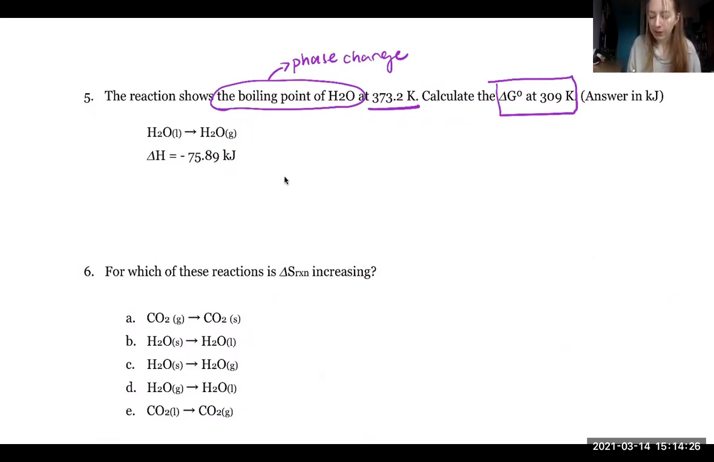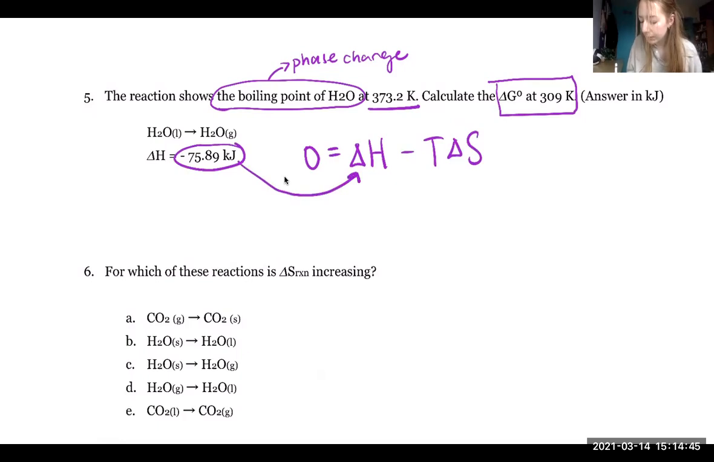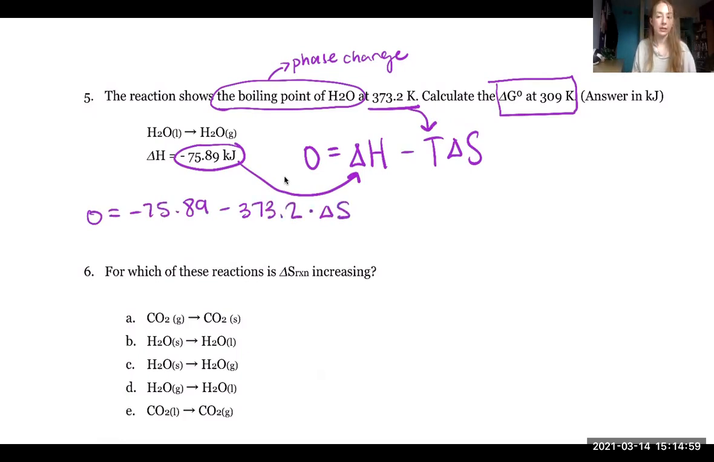So we know that at a phase change, delta G is 0. So that'll be equal to delta H minus temperature times delta S. So we can plug these in and see what we can find out. We know what delta H is right here, and we know what the temperature is, which is right here. So let's solve for that. We don't know what delta S is. We're going to solve for that so we can plug it in the next time when we're looking at a different temperature.